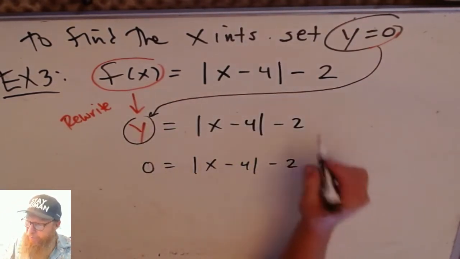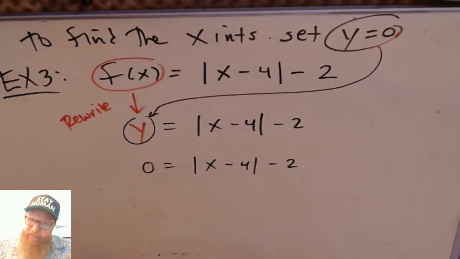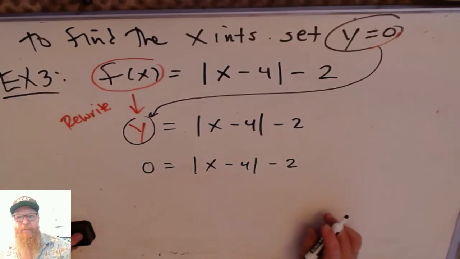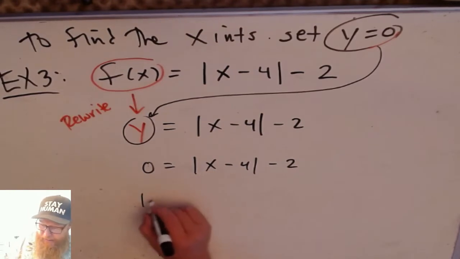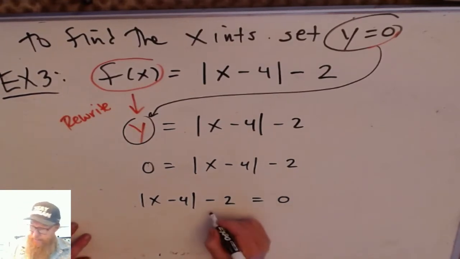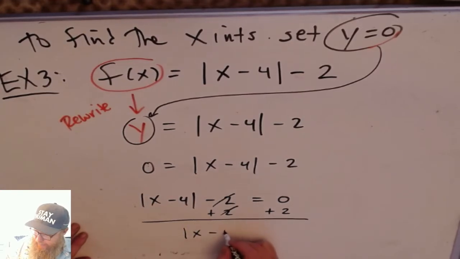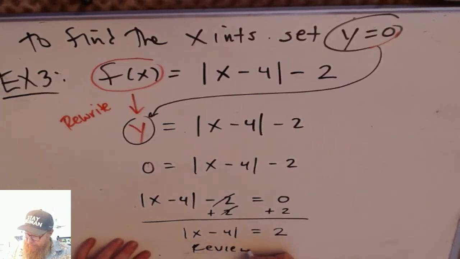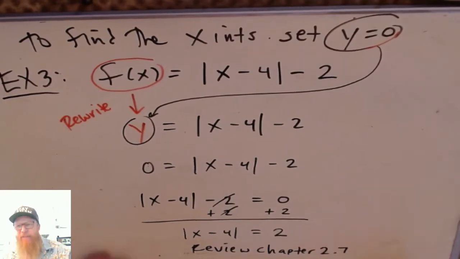Be careful, don't put 0 in for x. You don't want to do that. That would give you the other answer, the y-intercept. This is the x-intercepts. Okay. I like to reverse it like this. And we're going to add 2 to both sides. And now we're going to review chapter 2, section 7, I think it was.